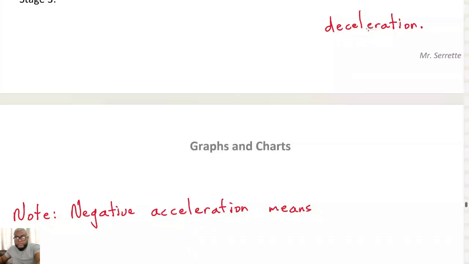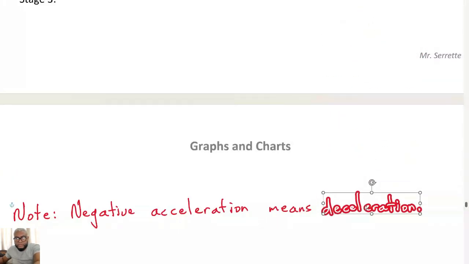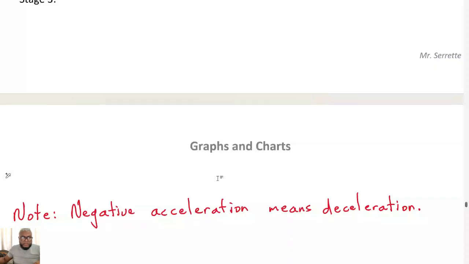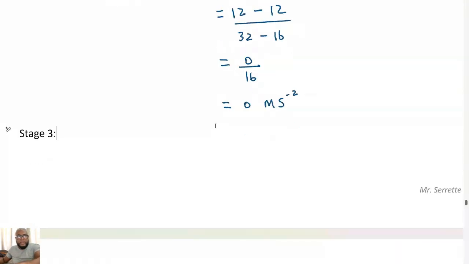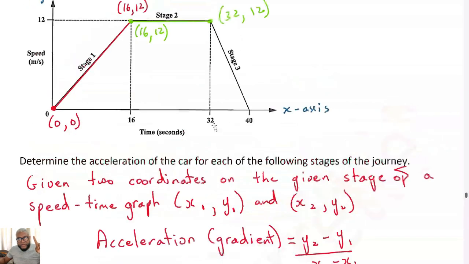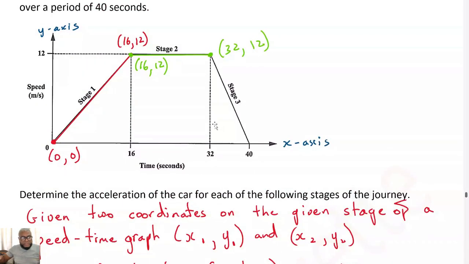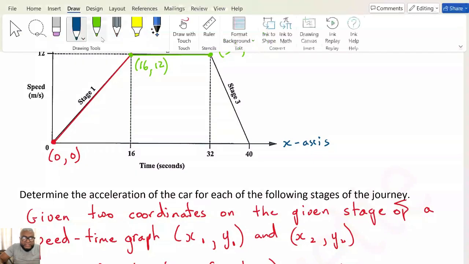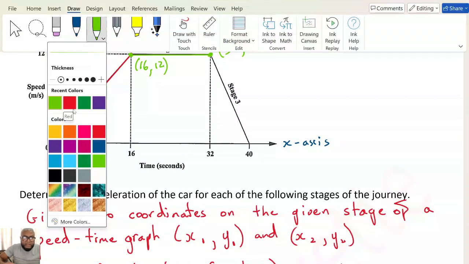All right, let's go. Stage 3. So I'm going up to get 2 coordinates on stage 3 now, right? So I join stage 3 in a different color. All right, there we go.